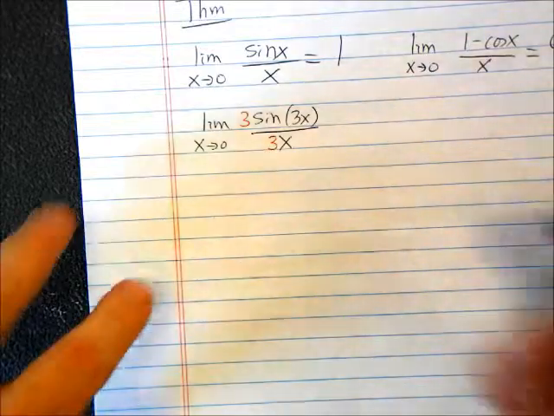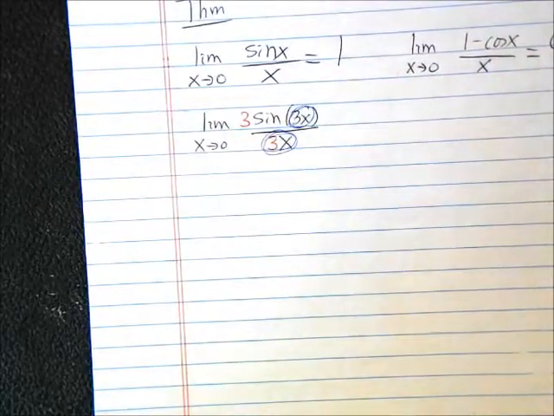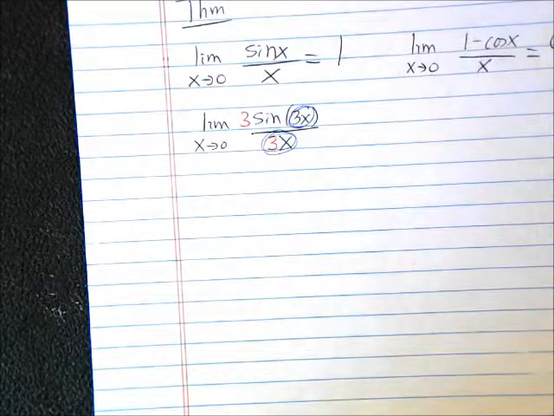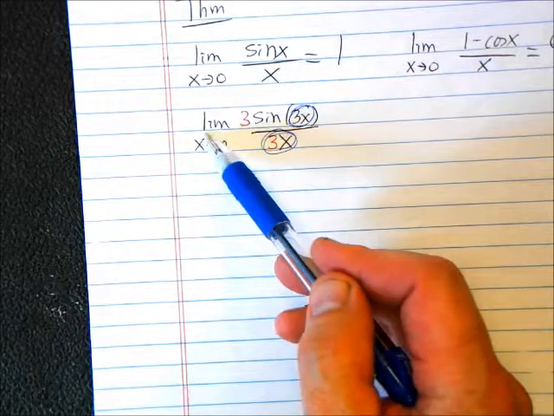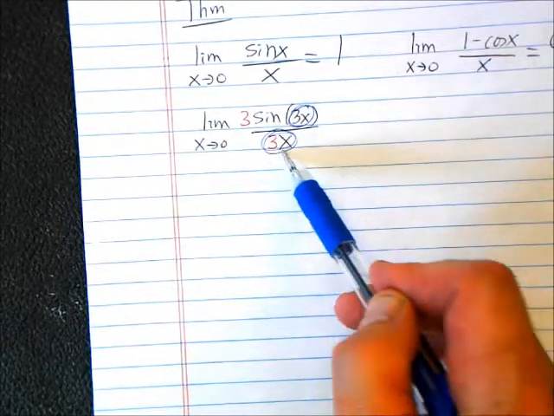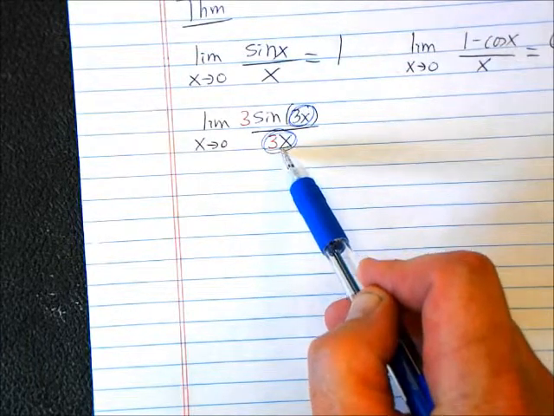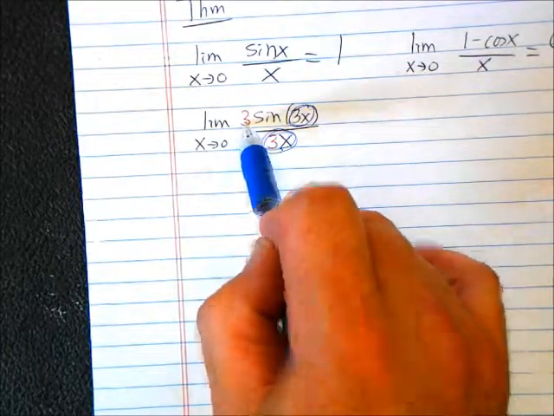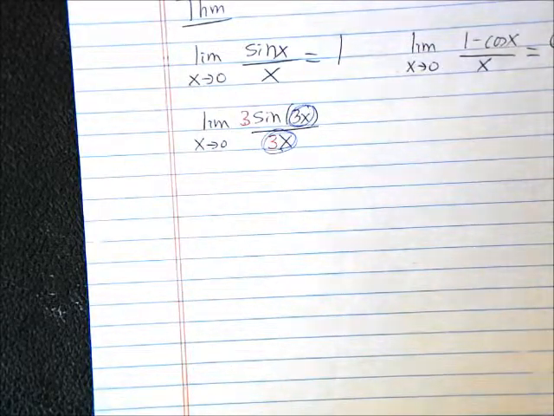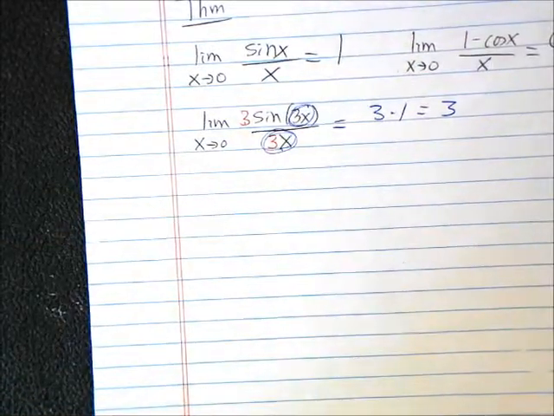Now, notice that this and this match. So now I can go ahead and use my theorem. As long as these values match, I can use my theorem. So what's the limit as x goes to 0 of sine 3x over 3x? Well, that part's going to be 1, but then we have to multiply it by that 3 right there. So our final answer is going to be 3 times 1, which is 3.